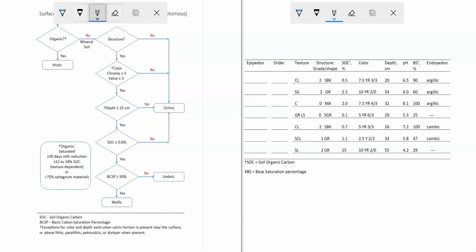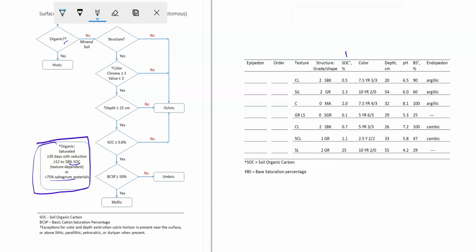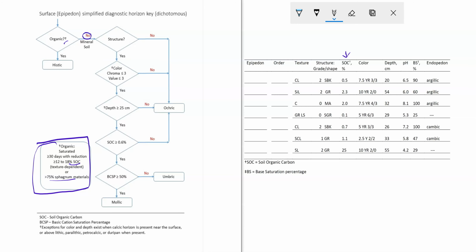So let's begin with our process here. In our first horizon, the question is, is it organic? Well, what's organic? There again, we have a footnote. Let's go down and see what organic is. This box tells us what organic is. We're looking for something that has more than 12% soil organic carbon. We may have sphagnum materials, it's saturated, reduction. Let's go over here and see. Here we have soil organic carbon, and we only have 0.5%. Well, 0.5% is much less than 12. So the answer to that first question is no. It is not an organic soil, so it's a mineral soil.